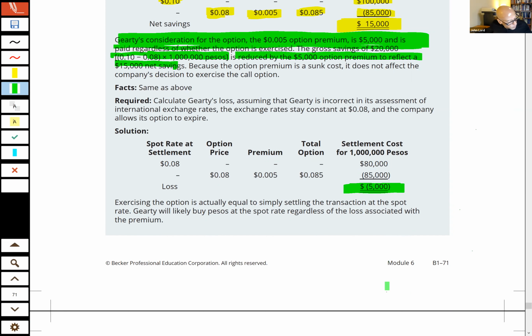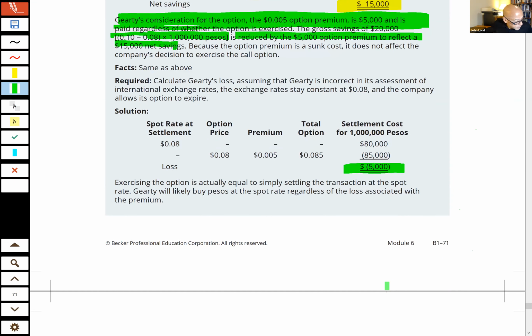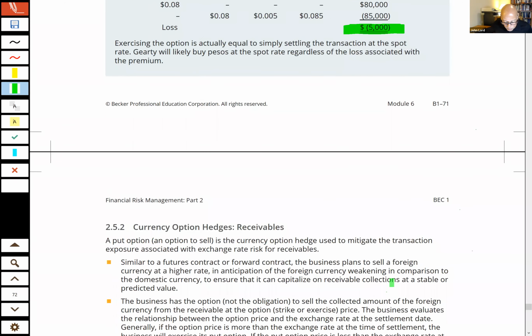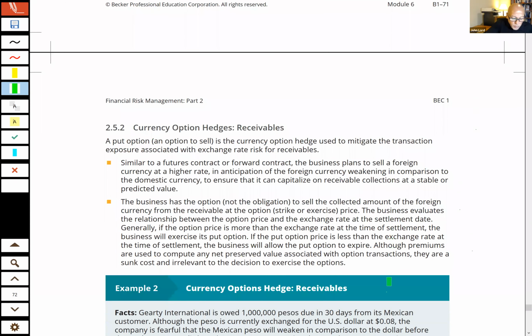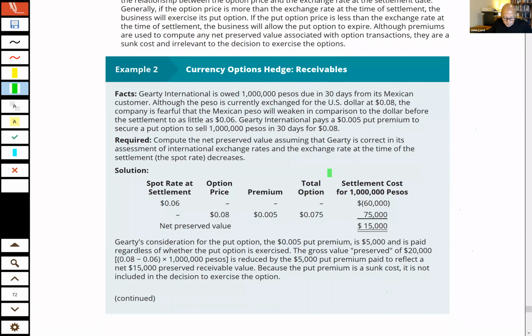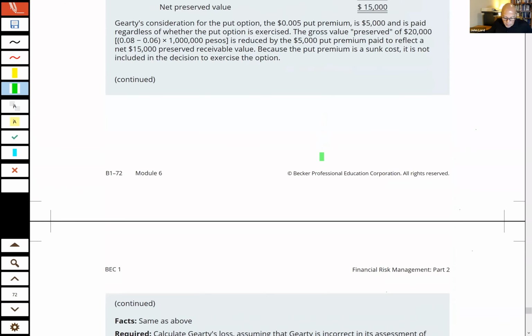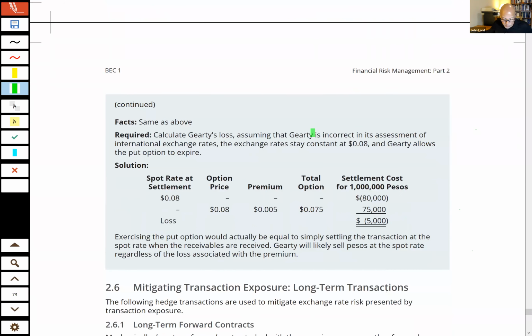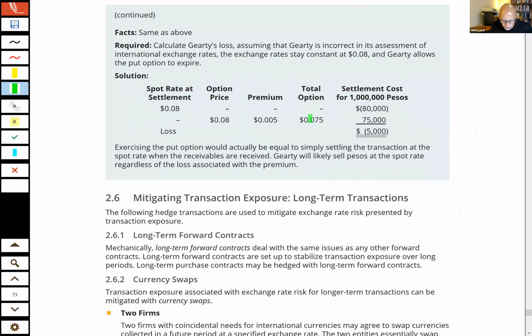Okay, we come over and I'm not going to look at the example, but I do want you to realize that you could also use option hedges for receivables. So you can use them for payables. You could use them for receivables. Now you come over and it's just moving the opposite direction. Now it's money that you're going to receive that you're hedging a change against through the option.